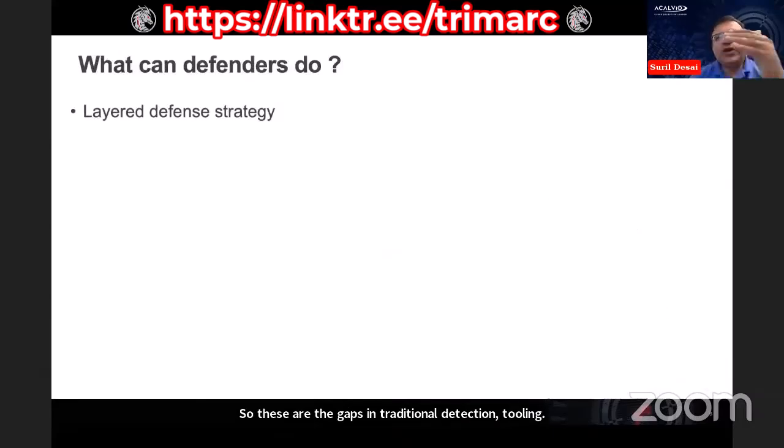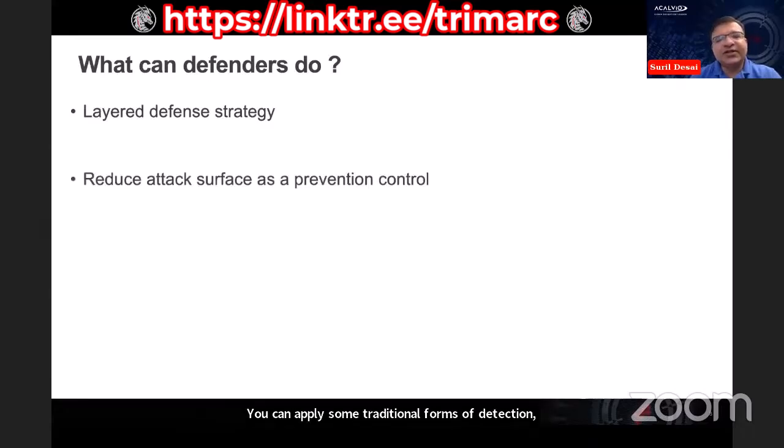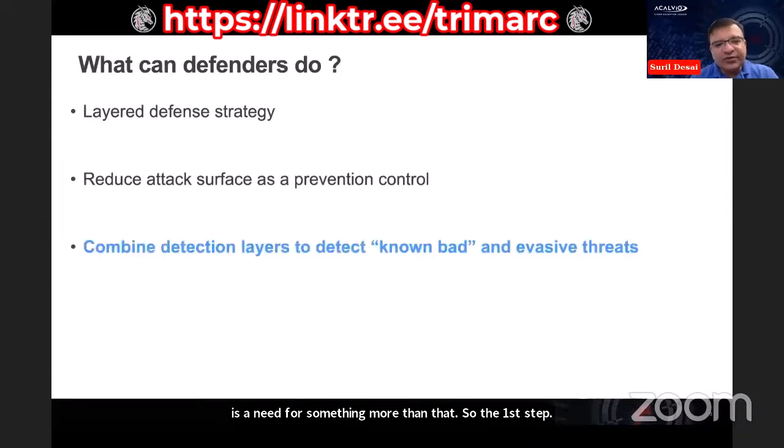So you cannot really fully prevent the identity attack surface. You can reduce it to the extent possible. You can apply some traditional forms of detection, but those also have gaps. And so then there is a need for something more than that. So the first step is to reduce the attack surface as a prevention control, because that's always a good and recommended thing.